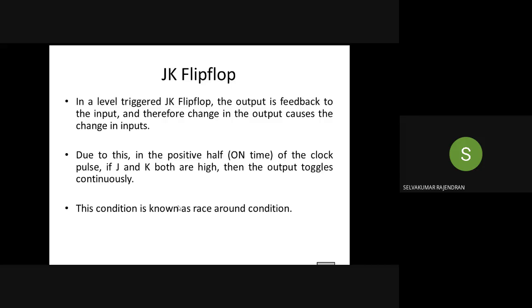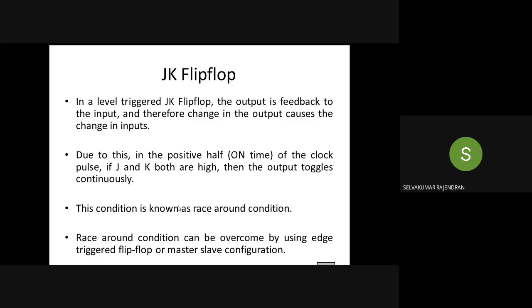Then in the next clock pulse, Q goes to logic 1, Q bar goes to logic 0. So this will happen continuously. This type of toggling happens continuously, and this condition is nothing but the race around condition. This race around condition in JK flip-flop can be overcome by using edge-triggered flip-flop or master-slave configuration.